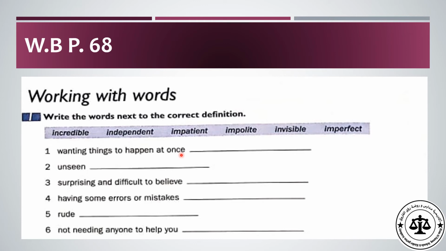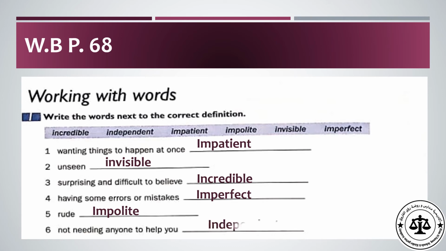Number 1, wanting things to happen at once. This is what? Yes, impatient. Number 2, unseen. Invisible. Number 3, surprising and difficult to believe. This is incredible. Number 4, having some errors or mistakes. Imperfect. Rude, impolite. And number 6, not needing anyone to help you. This is independent.